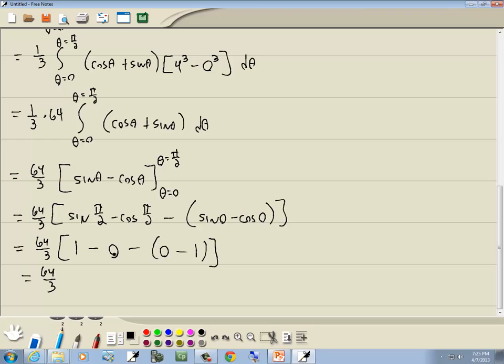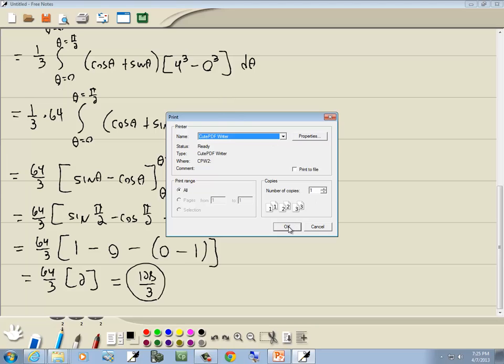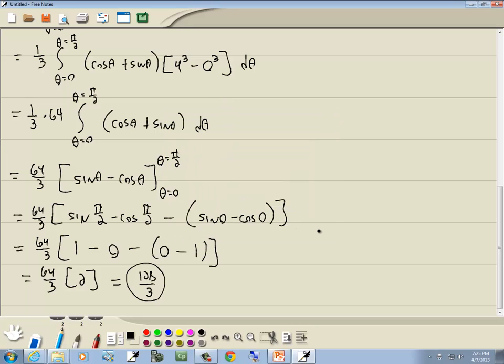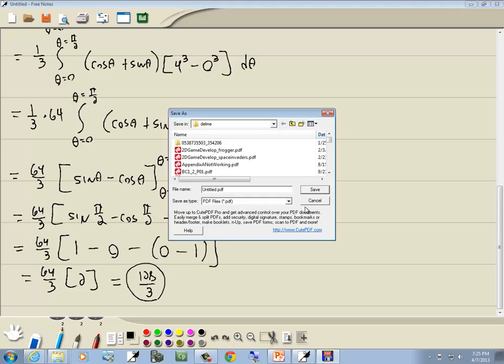Well, this 0 drops away. Here we got a minus minus, so that becomes a plus 1. So we got 1 plus 1, which is 2, which gives us 128/3. And that's our answer. Let me go ahead and save that. And again, what we're finding there is the volume.